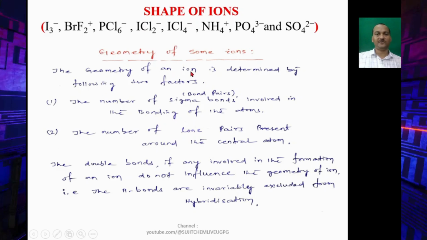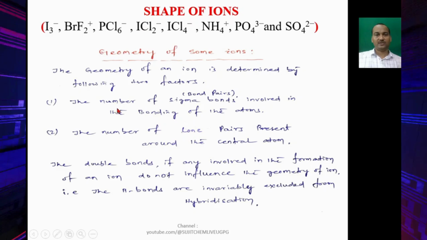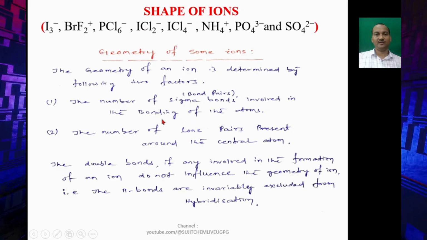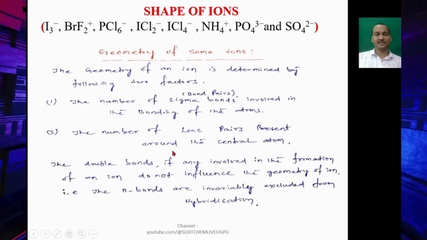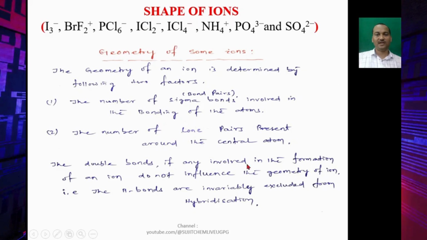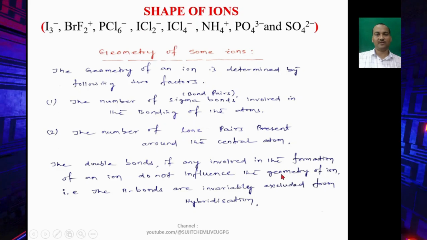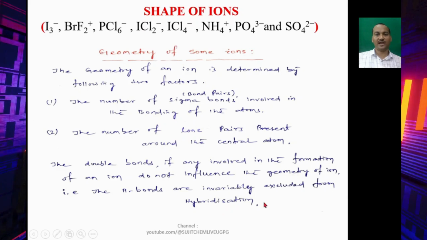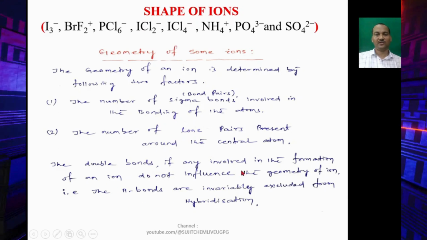So the geometry of some ion is determined by the following two factors. The number of sigma bonds, that is bond pairs, involved in bonding of the atoms, and the number of lone pairs present around the central atom. And the double bonds, if any, involved in the formation of an ion do not influence the geometry of the ion. That is, the pi bonds are invariably excluded from hybridization. So pi bonds do not determine the geometry of the ion.